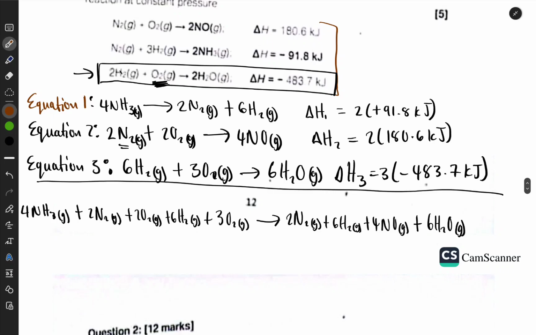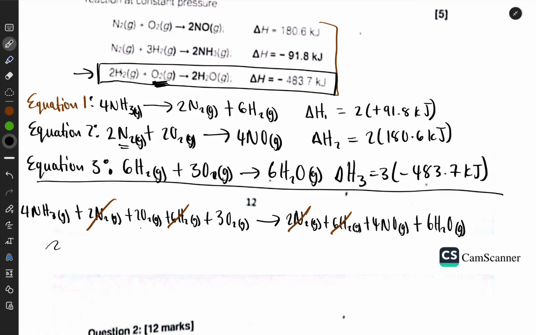So now first thing, we're going to cancel anything that is there on both sides. Ammonia, is it there on the other side? No. N2, is it there? Yes, so it's going. O2, we have 2O2 and then no, we don't have it on the other side. H2, yes, it's there, so we cancel. Then we remain with this.